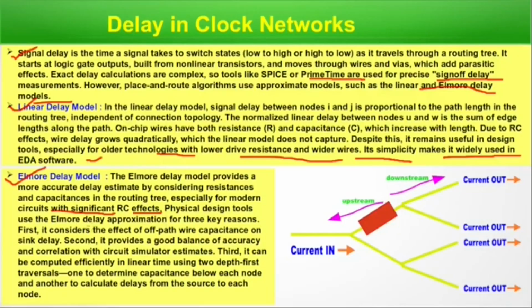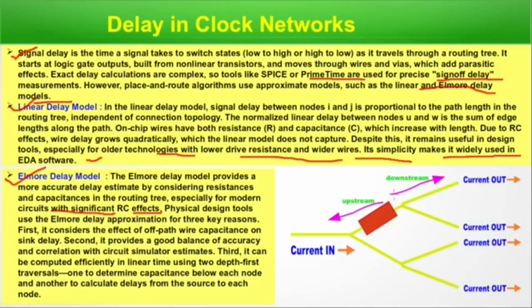Physical design tools use the Elmore delay approximation for three key reasons. First, it considers the effect of off-path wire capacitance on sink delay. Second, it provides a good balance of accuracy and correlation with circuit simulator estimates. And third, it can be computed efficiently in linear time using two depth-first traversals, one to determine capacitance below each node and another to calculate delays from the source to each node.